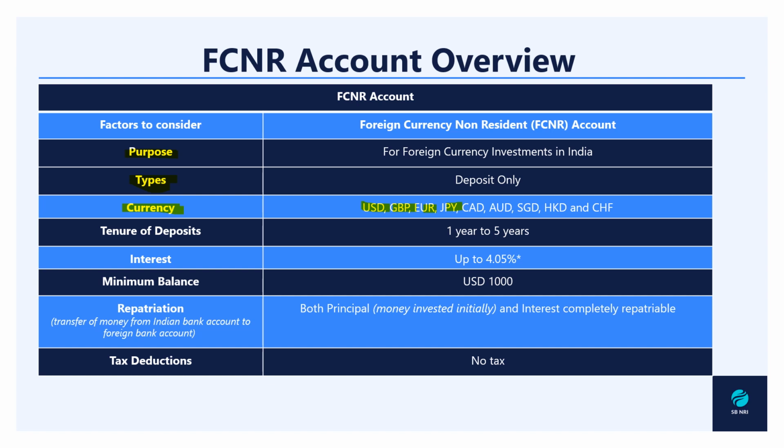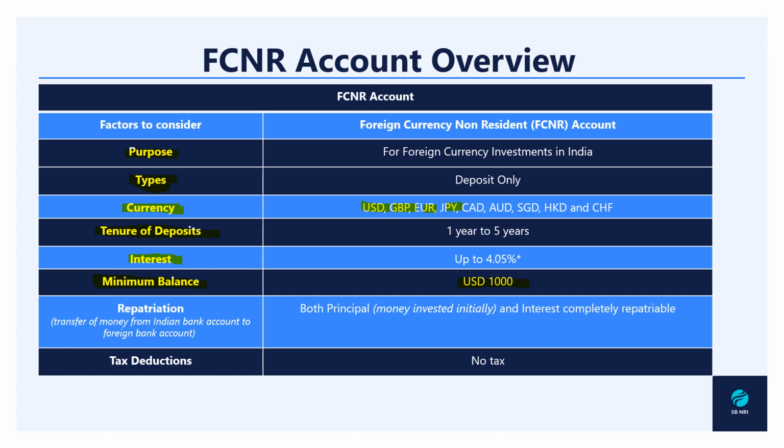The tenure of deposits for the FCNR accounts ranges from a minimum of 1 year to a maximum of 5 years. And you can get an interest of up to 4.05% on these deposits. While we are discussing interest, I would like to point out that the interest we are providing to you is an average or stipulated figure, because such interest rates are updated every month, and it is completely dependent on the bank that you have chosen for the deposit. Now coming to the minimum balance of such FCNR accounts, it is US dollar 1000. So 1000 US dollars is the minimum amount you need to start your deposit with.